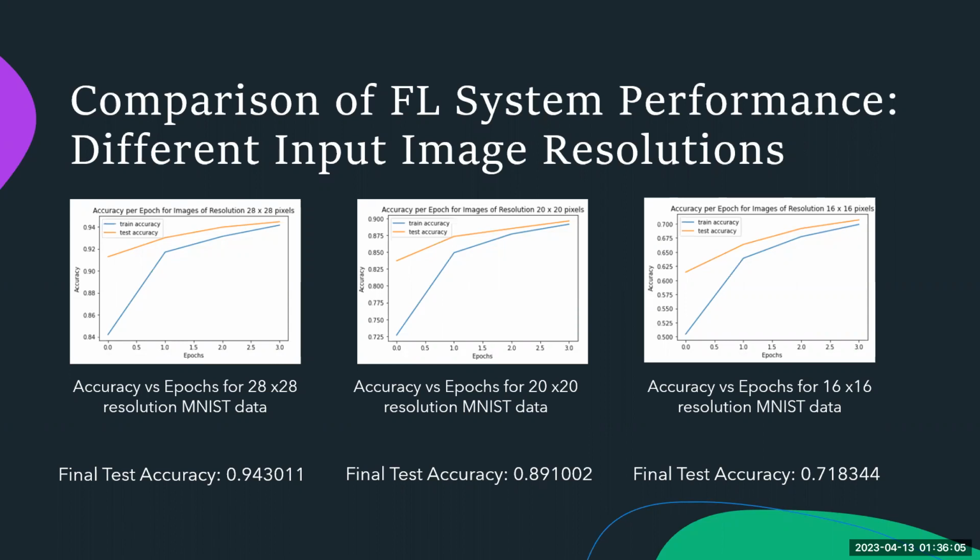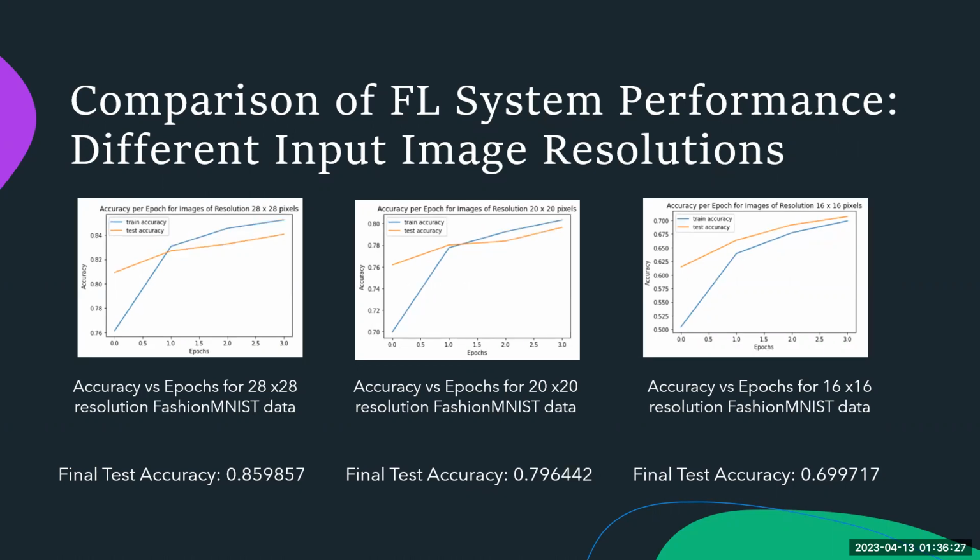At the end of each global round, we evaluate the global model on the test data to get test loss and accuracy. This slide shows you the accuracy versus epochs graphs for MNIST data, and we use resolutions of 28 by 28, 20 by 20, as well as 16 by 16. As you can see, when the resolution decreases, the final test accuracy also decreases.